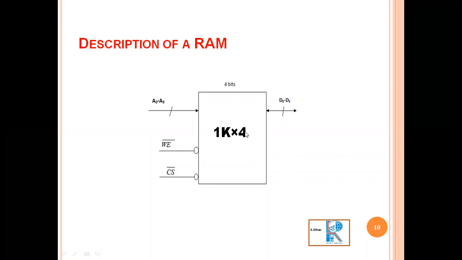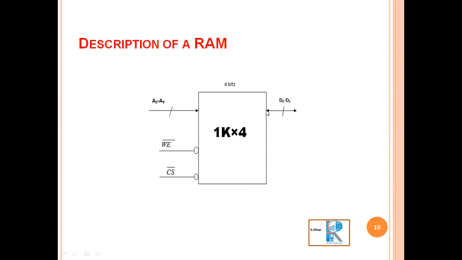That means a maximum of 4 bits can be stored in the RAM here. So this is the data bits. Remember, the left hand side first one is the address bit, and the right hand side is the data bit. The number of data bits is 4. That means the width is 4. So obviously it will be from D0 to D3: D0, D1, D2, D3.